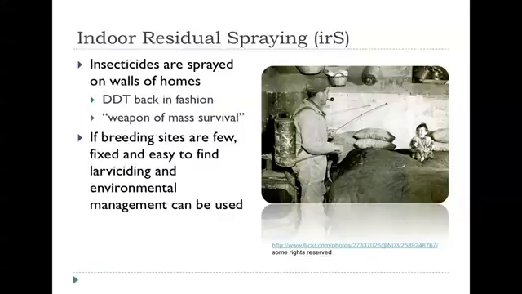Some of the people that are propagating the idea that we should be using DDT and trying to get it off the banned list call it a weapon of mass survival, because it really is highly effective when used appropriately.